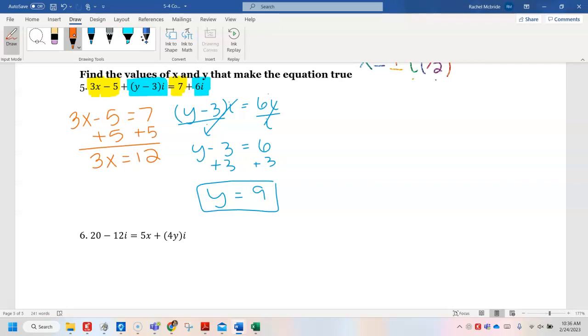Then we're going to also solve for x. So we're going to add 5 and divide by 3, and we get x equals 4. So the values of x and y that would make that true are 4 and 9. Don't have to do anything with them.